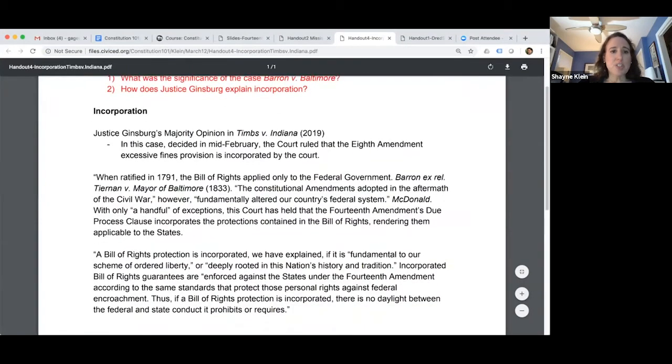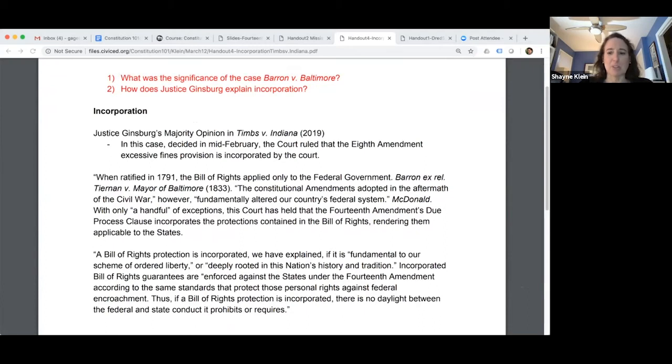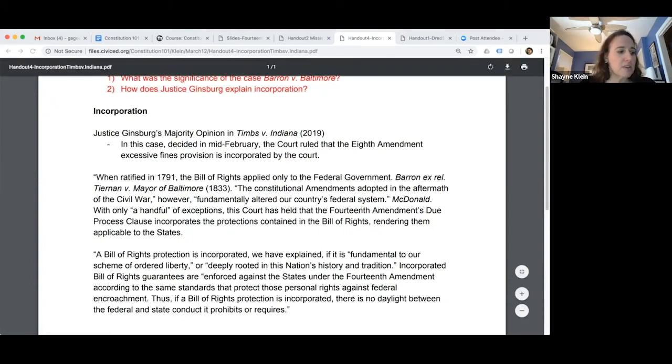And I'm gonna ask folks to read this over to themselves, and let's just start with looking at Barron v. Baltimore, okay? So I'm gonna work through this together, and then we'll let you comment on some of the text about incorporation. So this is from Ginsburg's majority opinion in this case that was decided just recently about excessive fines in the Eighth Amendment. So she says, when ratified in 1791, the Bill of Rights applied only to the federal government, and her citation is Barron v. Baltimore.